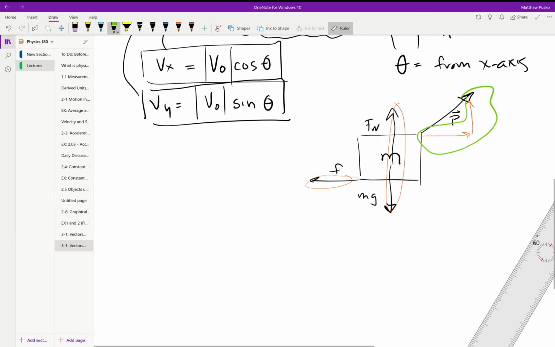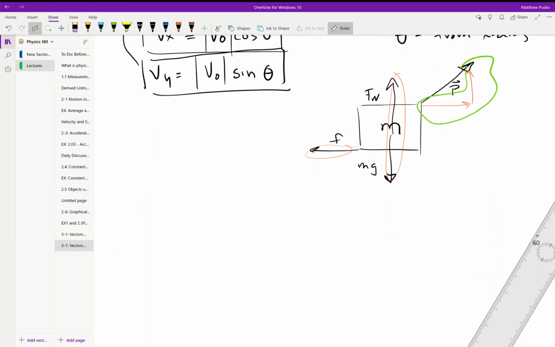So what does that mean? That means when we add vectors, we add components first.